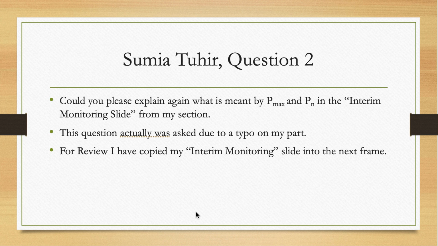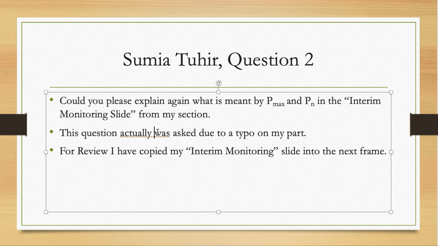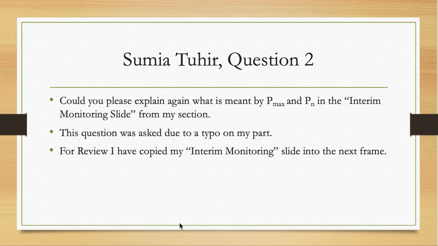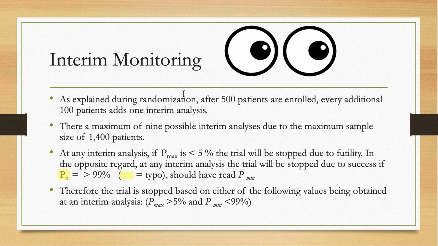For her second question, could you please explain what is meant by Pmax and Pmin in the interim monitoring slide from my section? This question was asked actually due to a typo on my part, and I apologize. For more review, I have copied my interim monitoring slide from the previous presentation. So here's that slide that I'm talking about, and this is the typo. It should have been Pmin greater than 99%. It should have read probability of minimum amount of success.